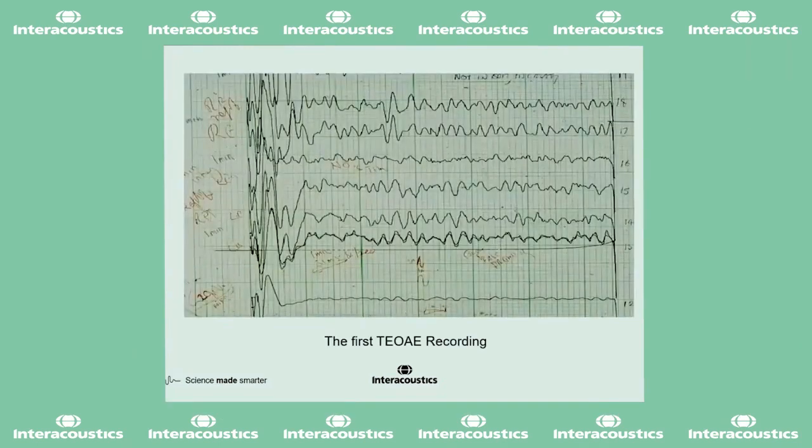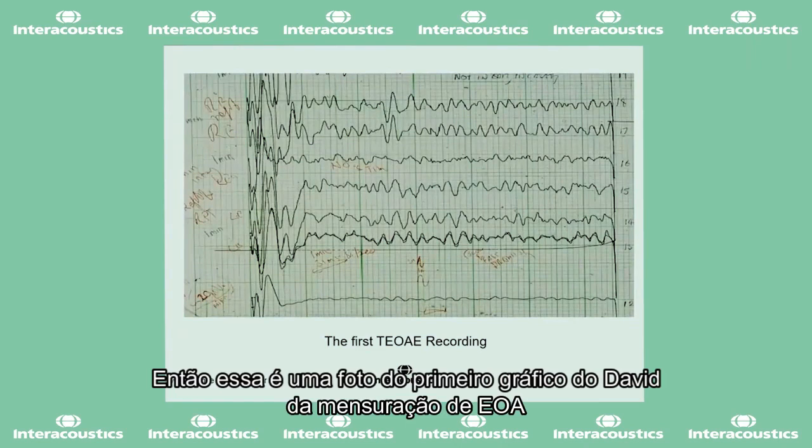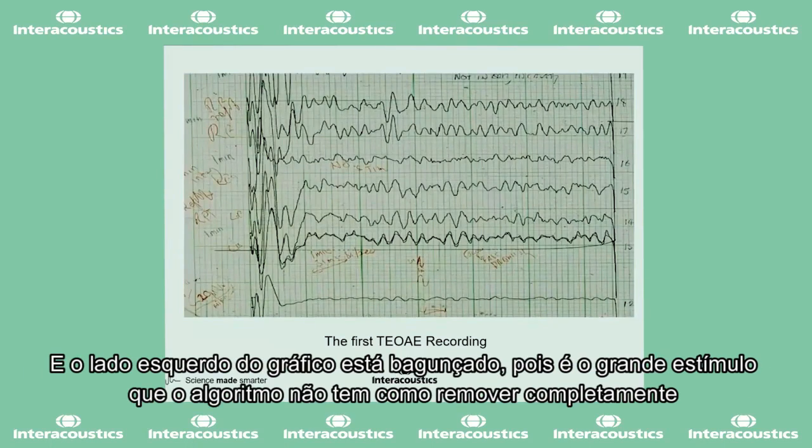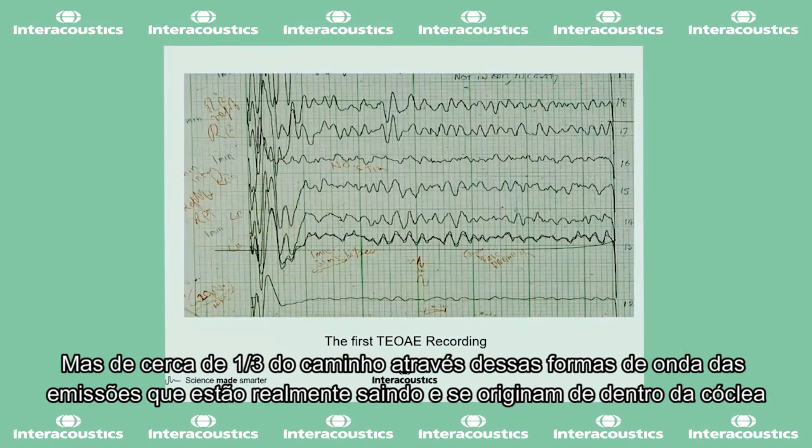So this is a photograph of the graphs of David's very first otoacoustic emission measurements. Each line represents the response from the different intensities of the click stimuli he presented to his ears. The left-hand side of the graph is very messy. That's the large stimulus that the algorithm has not managed to completely remove. But from about a third of the way across, those waveforms are the emissions that are actually coming out, and they originate from inside the cochlea.